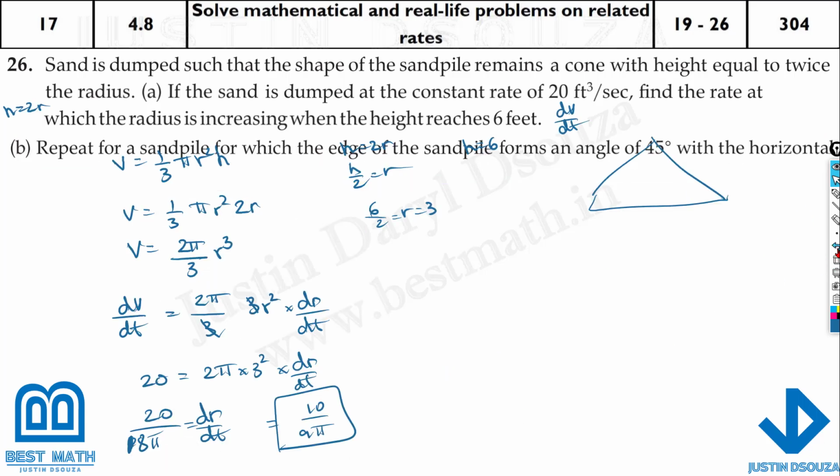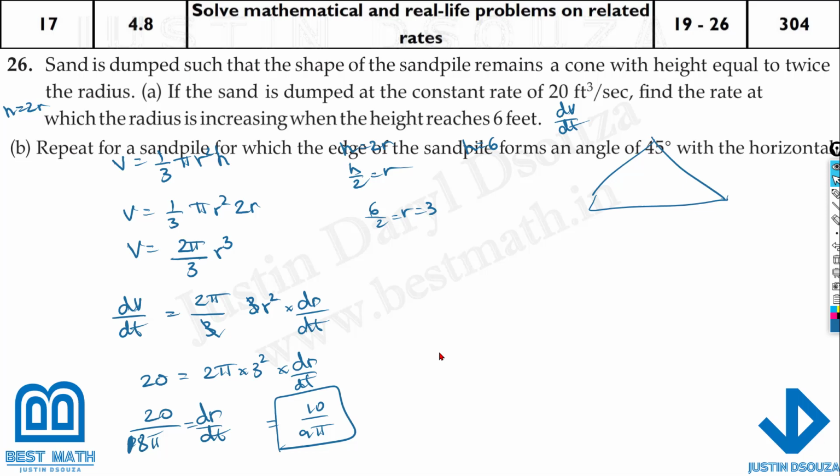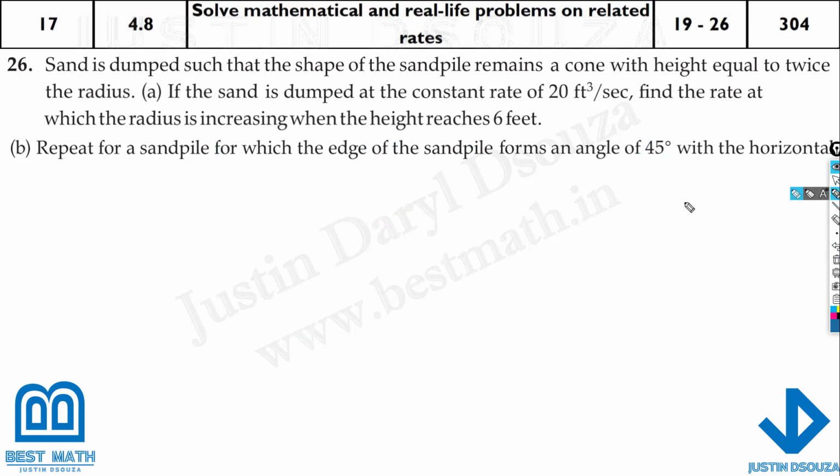There is a part B of the problem. Let's look at this. Repeat for a sand pile for which the edge of the sand pile forms an angle of 45 degrees with the horizontal. Now the same question must be repeated. Okay, let's do it again. Let's see what the figure is. It's the cone, and as the sand is being dumped, it's increasing and all that, right? The angle is 45.